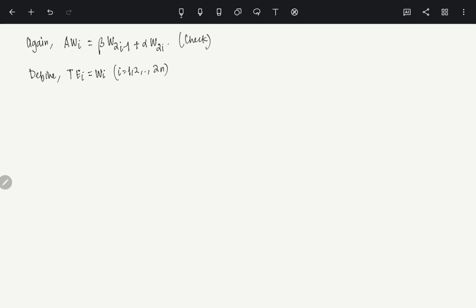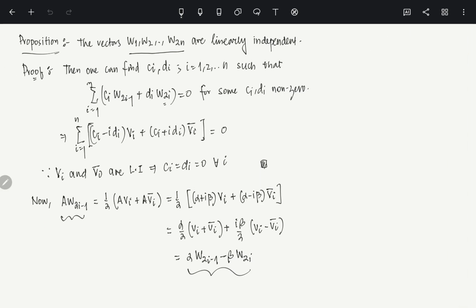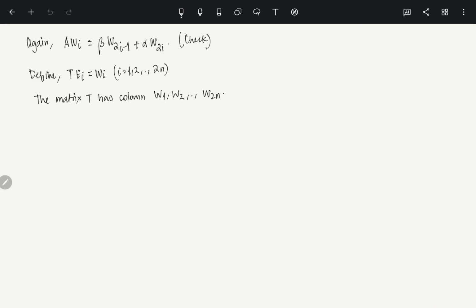Real entries, of course. So the matrix T has columns W1, W2, ..., W2n, and we just showed that W1 through W2n are linearly independent, right? Since they are linearly independent, the matrix T is invertible, so that implies T inverse exists.